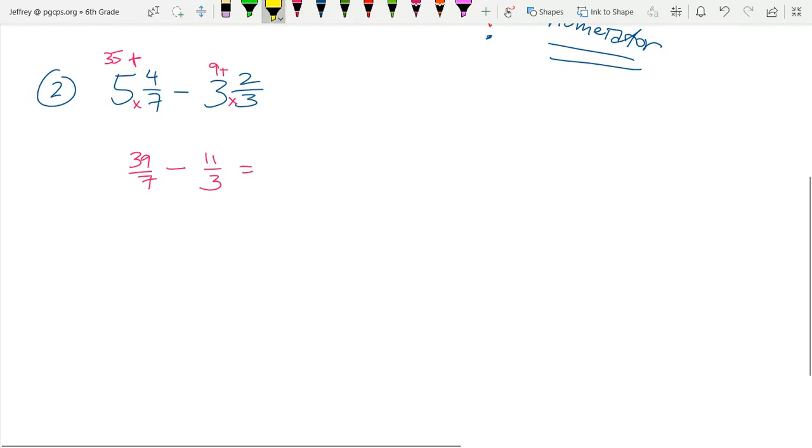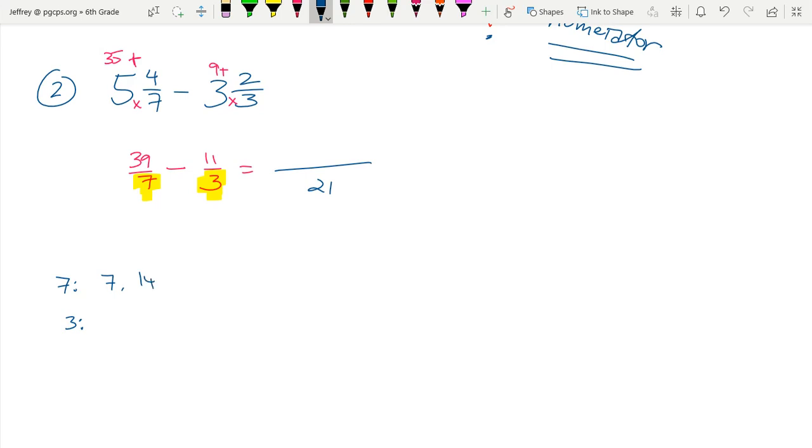Now remember, we need to change the denominators because they should be the same. And the common denominator of 3 and 7 would be 21. Now, how do we get 21? So remember, we have 7 and 3. If we skip count 7, we have 7, 14, and 21. If we skip count 3, we get 3, 6, 9, 12, 15, 18, and 21. Now, what is the least common multiple of 7 and 3? So the least common multiple is 21. It's the only number that's the same.